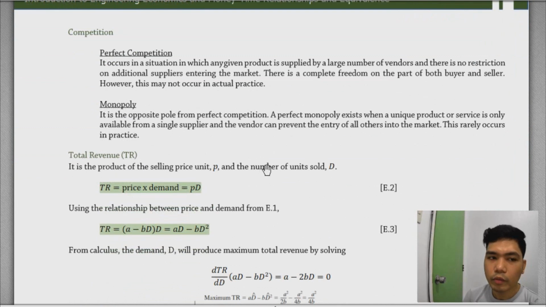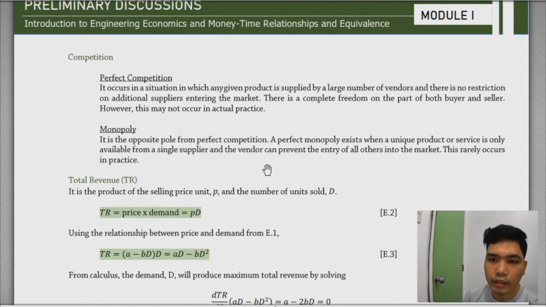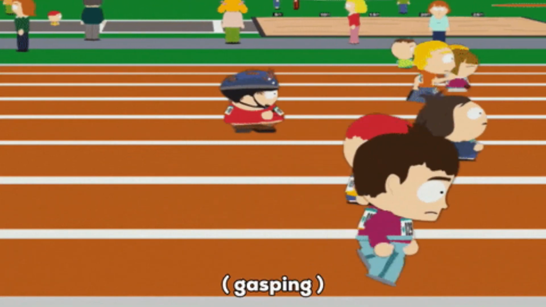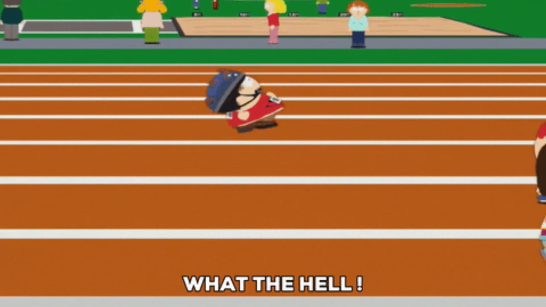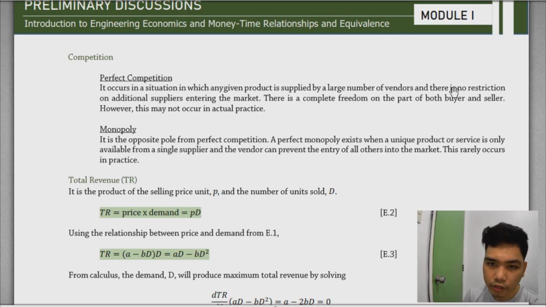So we move forward to the competition, and then we usually have two of them, though there are certain modified types of competition, but we'll just stick with these two. So the first one is the perfect competition, wherein it occurs in a situation in which any given product is supplied by a large number of vendors, and there's no restriction on additional suppliers entering the market. Okay. And then the last one will be the monopoly.